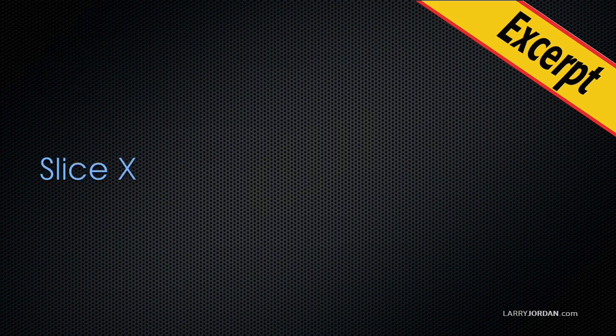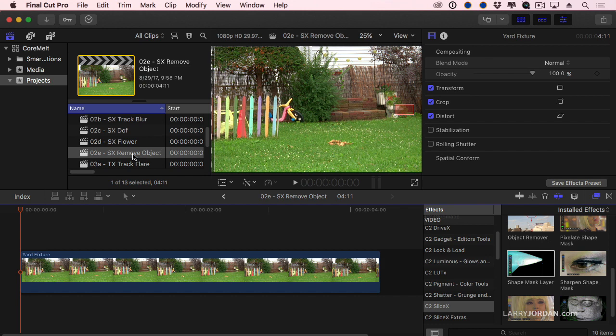In this excerpt, I'll show you how to use SliceX to remove an object from within the frame. This is so cool. I have a dead cat in the middle of the yard. Now, the client is not going to want to know that I have a dead cat in the middle of the yard. They would like the dead cat to be gone.